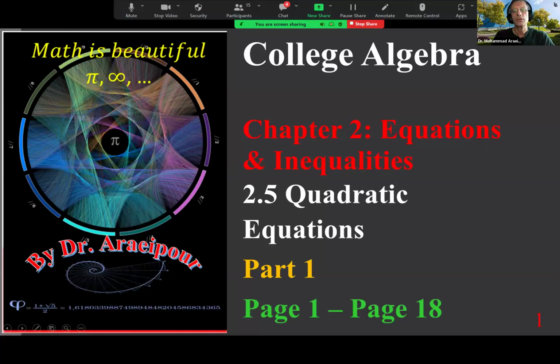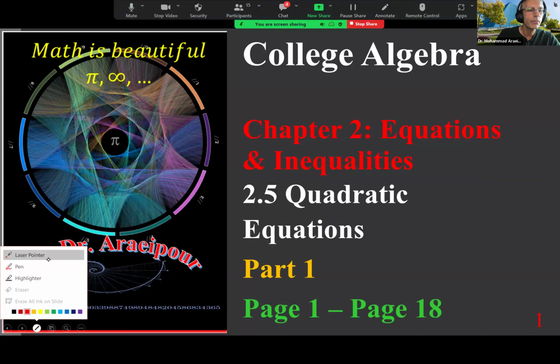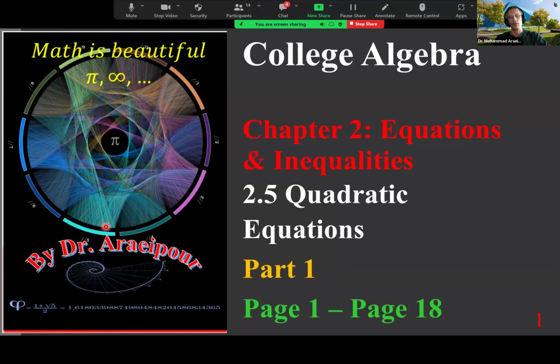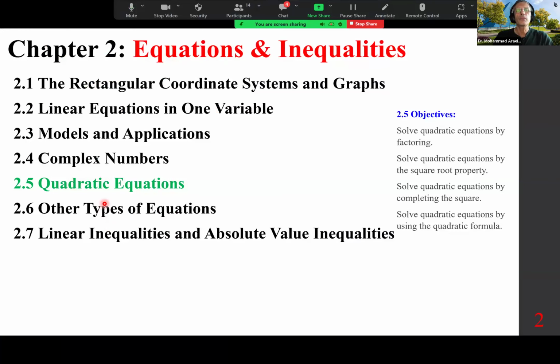Good morning, class. Here's College Algebra, Chapter 2, Equations and Inequalities, Section 2.5, Quadratic Equations. So we've covered rectangular coordinate system, linear equations, models and applications, complex numbers, and now quadratic equations. The objective would be to solve quadratic equations by factoring, square root property, completing the square, quadratic formula.